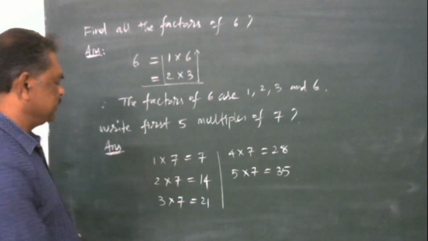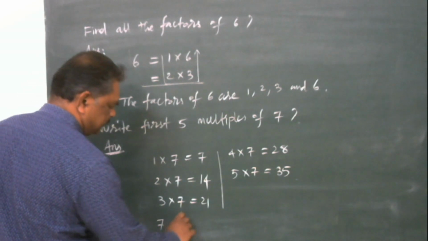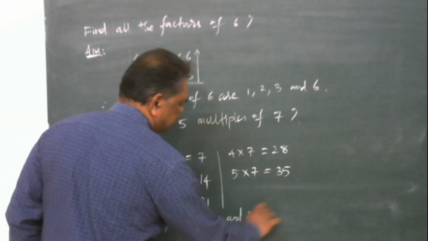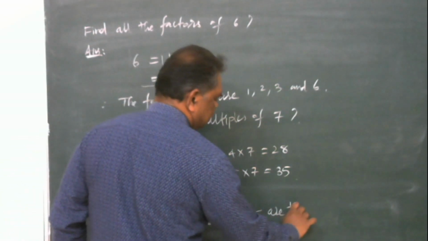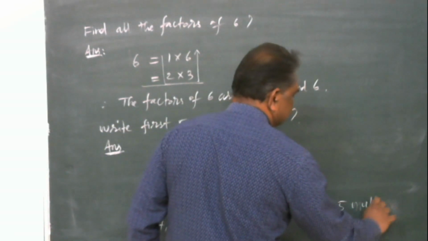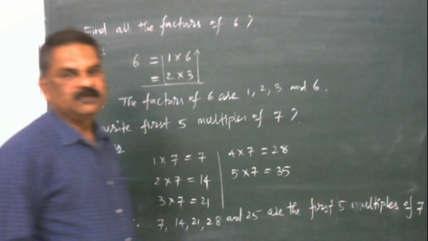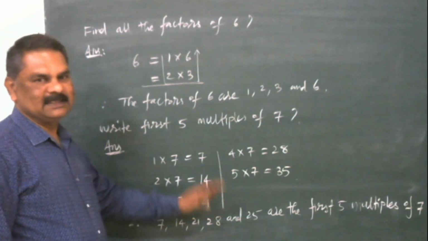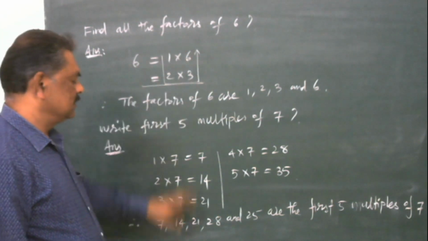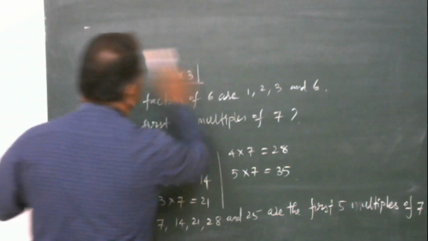So these are the first 5 multiples of 7. Therefore, the multiples are 7, 14, 21, 28 and 35. From this we can easily understand that the number of factors is finite and the number of multiples is infinite. So we can make a note of it.